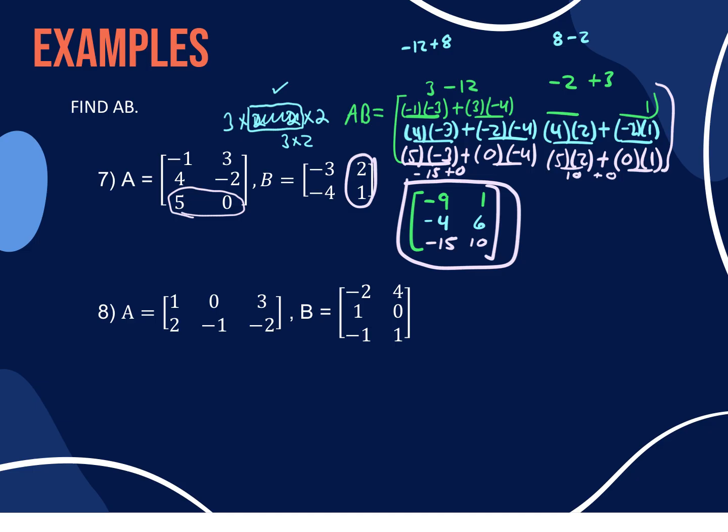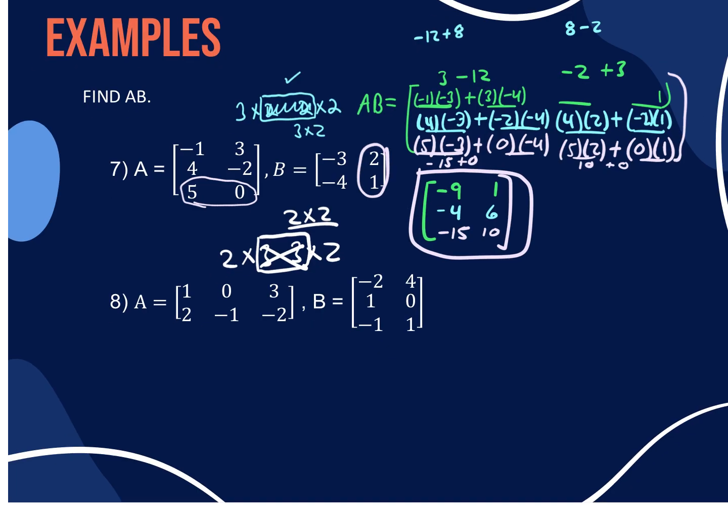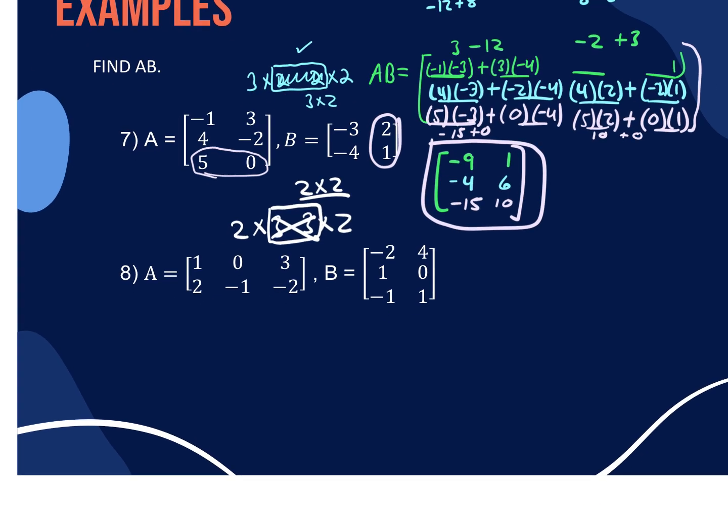So let's look at the first matrix. This one's a 2 by 3 matrix. The second matrix is a 3 by 2. All right, we're doing A times B, so let's look at the inner numbers. 3 and 3 are the same, so we can cross it out, and we know our answer is going to be a 2 by 2 matrix. So this is compatible. All right, let's start our pattern.